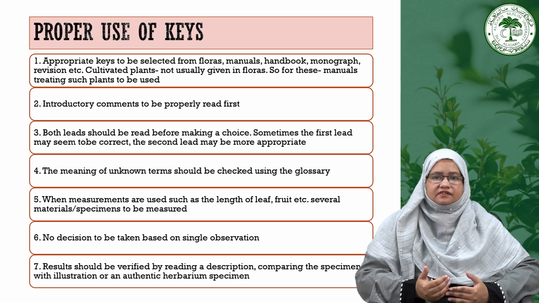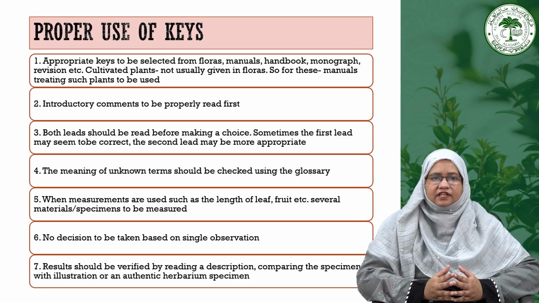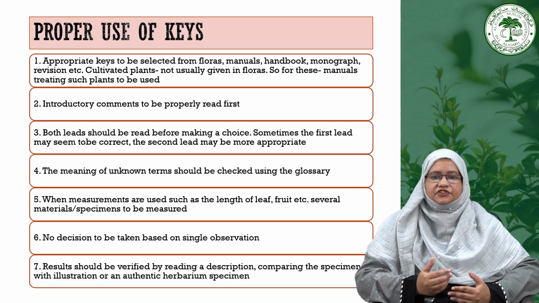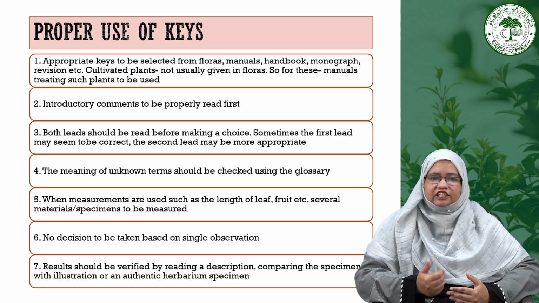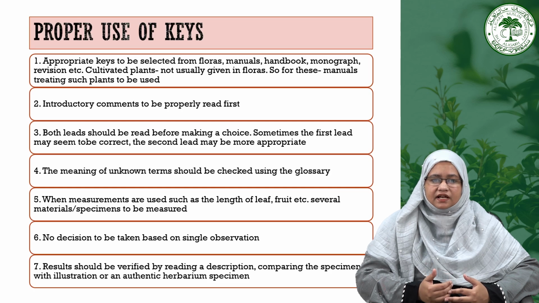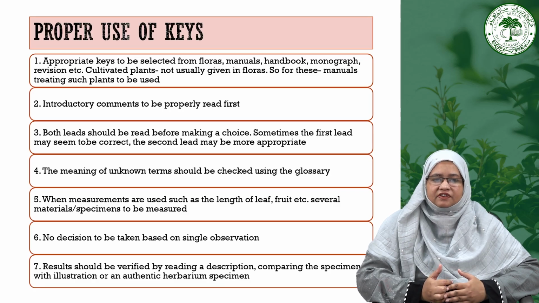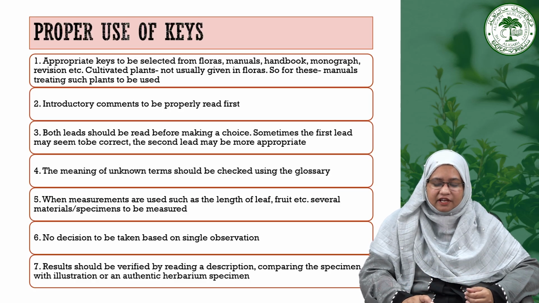For the proper use of these keys, we have to follow certain rules, like appropriate keys to be selected from the floras, manuals, handbooks and monographs, etc. And the introductory comments are to be properly read first. Then both leads should be read before making a choice. And the meaning of unknown terms should be checked using the glossary. When measurements are used, such as the length of leaf, fruit, etc., several specimens should be measured, and no decision should be taken based on a single observation. Then the result should be verified by reading a description and comparing the specimen with illustrations or authentic herbarium specimens.